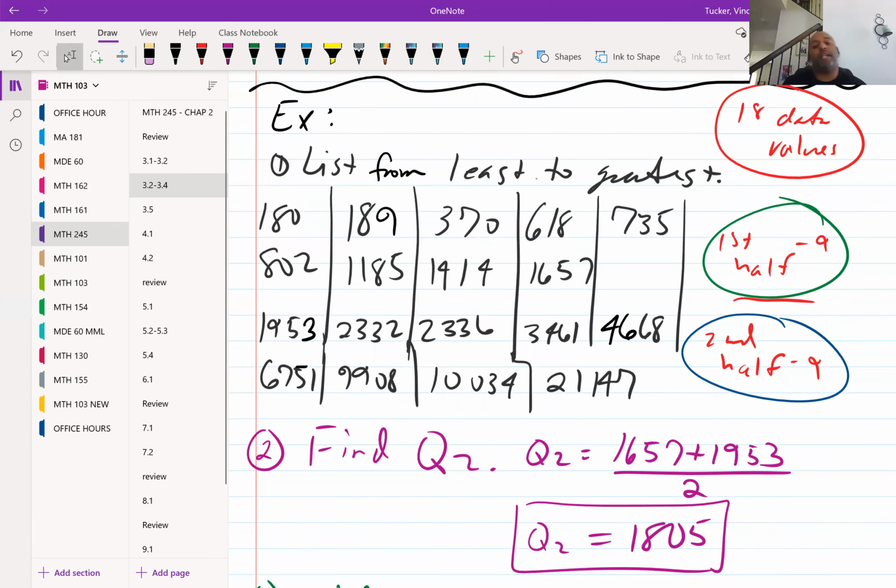So next, we're going to find Q2. Now we have 18 data values. We have an even number of data values. So that means we do not have a legit middle number. So what we will do is take the two middle numbers, 1657 and 1953, add them together, divide by 2, and that'll be 1805. So whenever you have an even number of data values, you take the two middle numbers, add them together, and divide by 2.